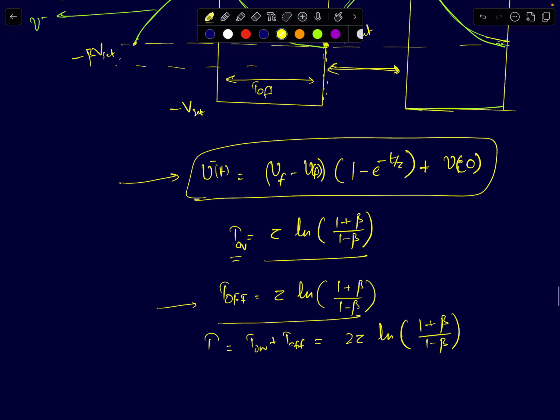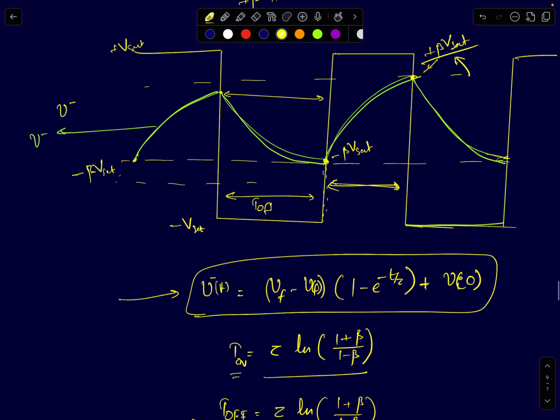It turns out in this circuit, because the charging and discharging paths are the same, the on and off times will also be the same. And if you add the two, you get the total time period. This is the total time period of your astable multivibrator. It is an oscillator. It keeps oscillating back and forth.